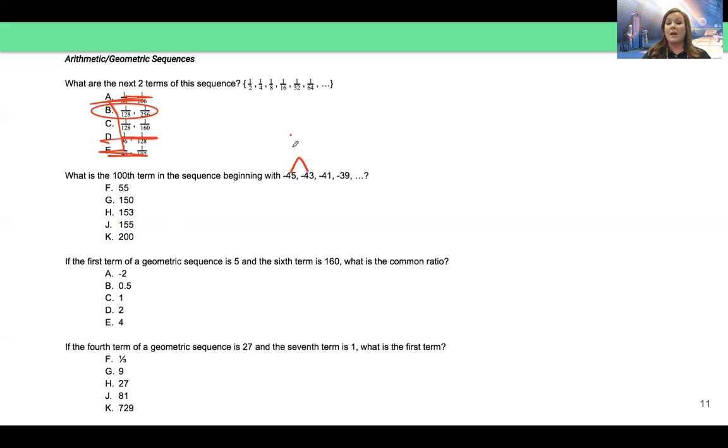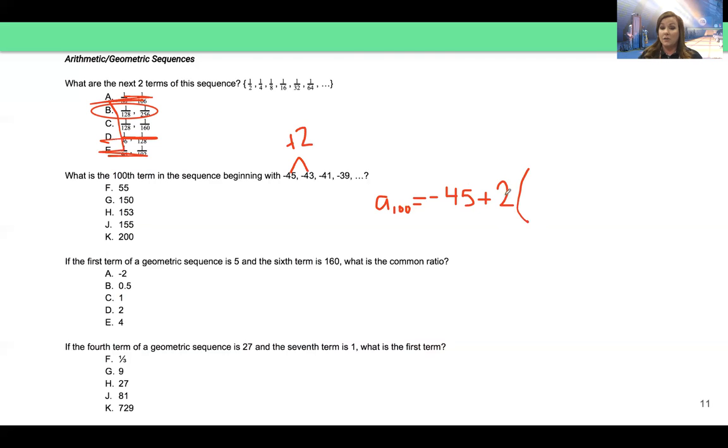So if we look at this, the 100th term, okay, we look like we are adding 2. That makes it an arithmetic sequence. And that's important to know because if it's arithmetic, then I know which formula to use. I have to identify that. So I know the 100th term is going to be the first term, which is negative 45, plus our common difference, which is 2, to the n minus 1.